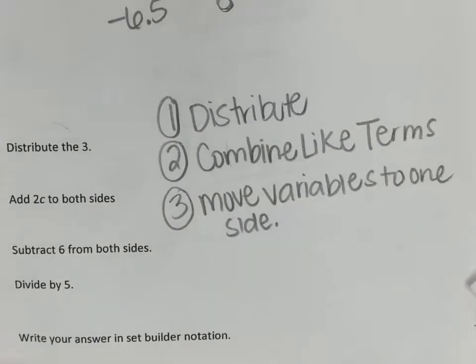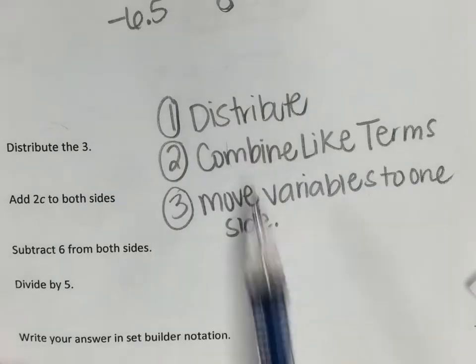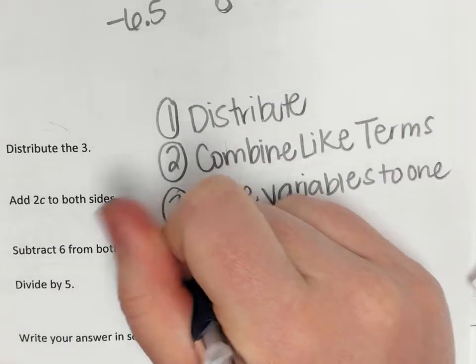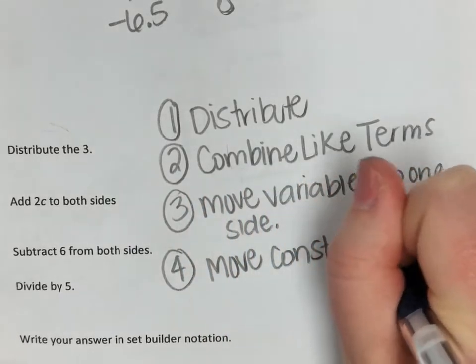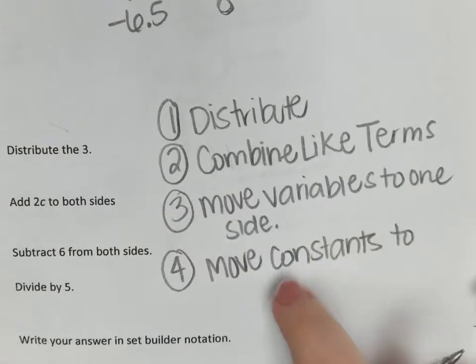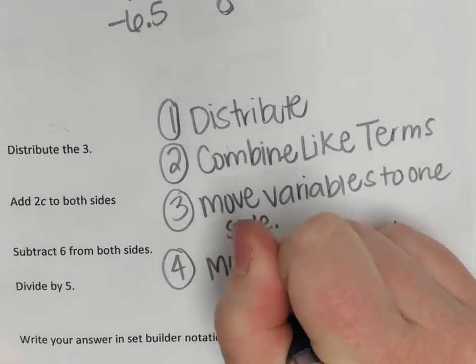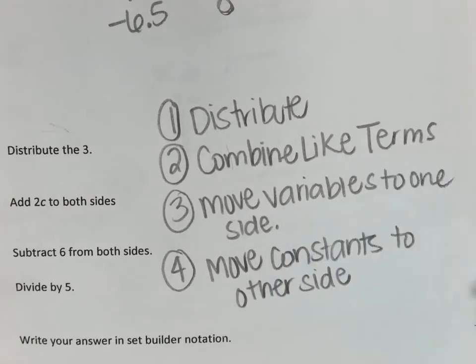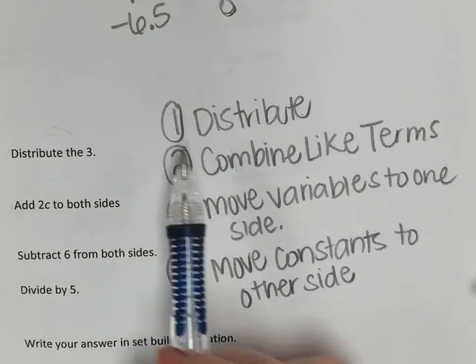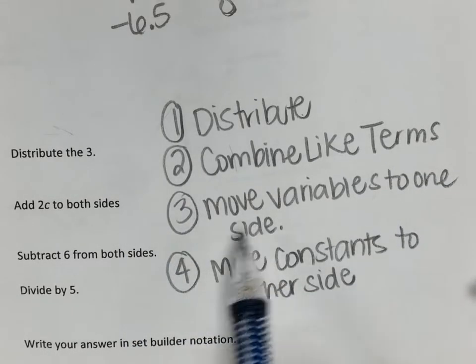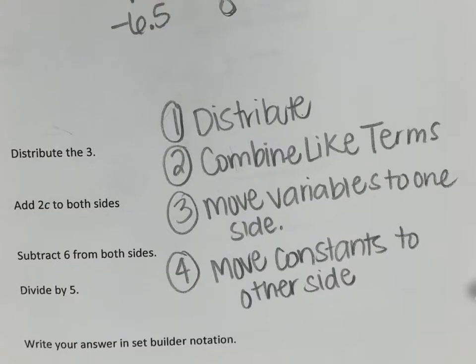You do opposite operations when they're on opposite sides. All right, so distribute, combine like terms, move variables to one side. I'm going to go ahead and write move constants to the other side. If you don't remember these steps, please write them down. Y'all should really only need the first 3 because after you move variables to one side, you should have a 2-step or less equation. Okay? And y'all are writing, so I'm assuming y'all are writing this down.